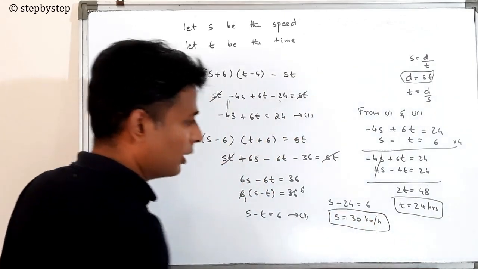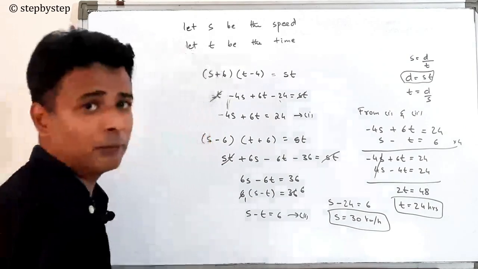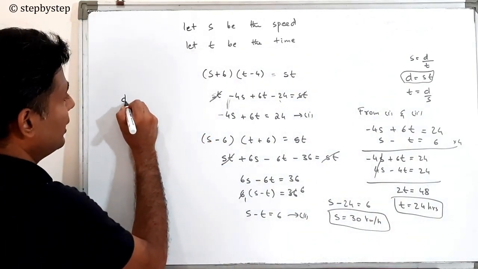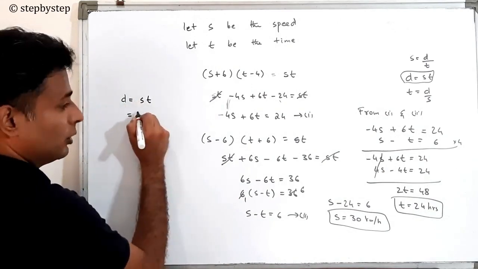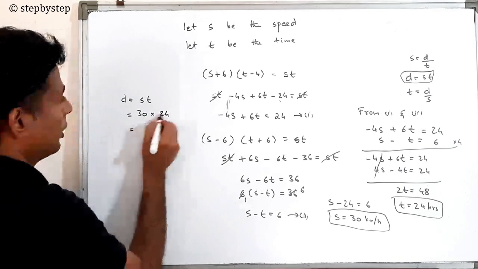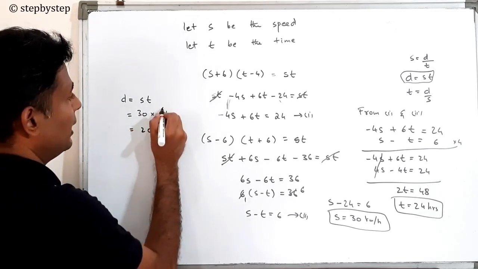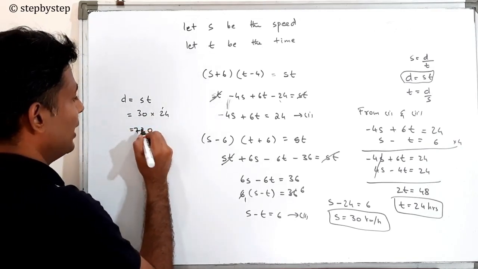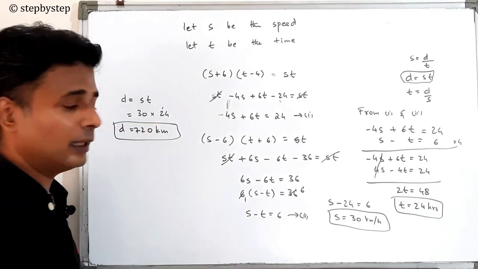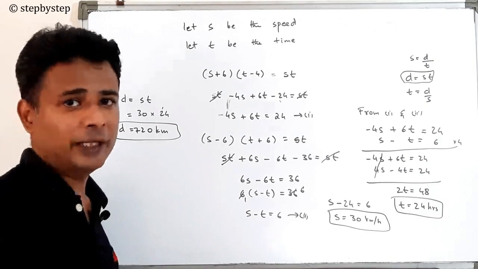So we found the original speed and original time, but they have asked us to find the length of the journey. So how much is the length of the journey? D equals S into T. So S is 30 into T is 24. So 0, 3 fours are 12, 3 twos are 6 plus 1, 720 kilometers. So the length of the journey is 720 kilometers.